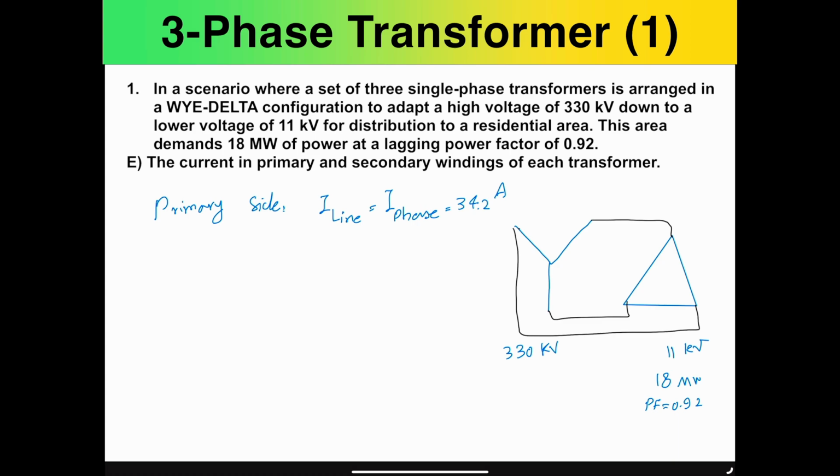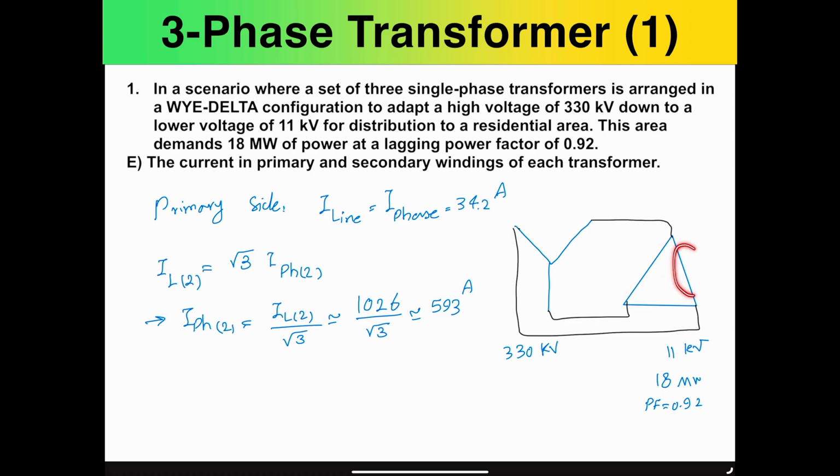However, for the secondary, we have the delta configuration, which in this case, the line currents are no longer equal to the phase currents, but there is a factor of square root of 3 between them. So essentially, I line for the secondary is square root of 3 times I phase of the secondary. And in this case, I phase, or the winding current of the secondary, is going to be I line of the secondary divided by square root of 3. I line of the secondary was about 1026, divided by square root of 3, which takes us to around 593 amperes, roughly. So these are the currents in each phase, or in other words, each winding of these transformers.